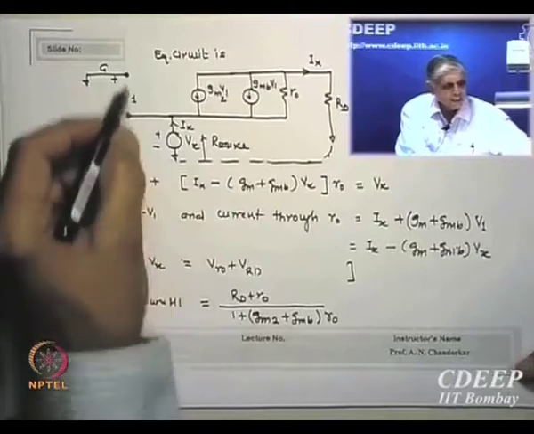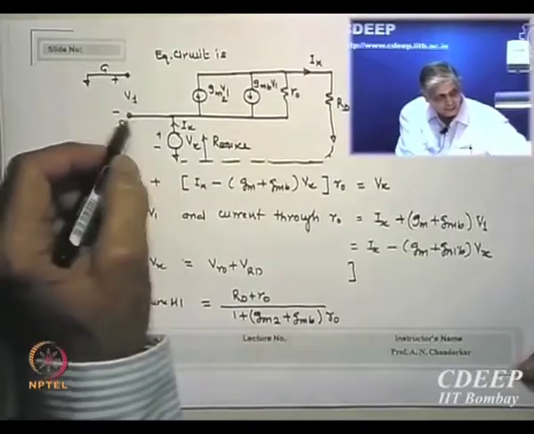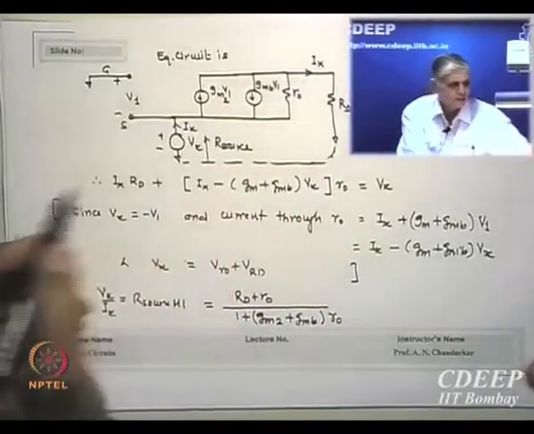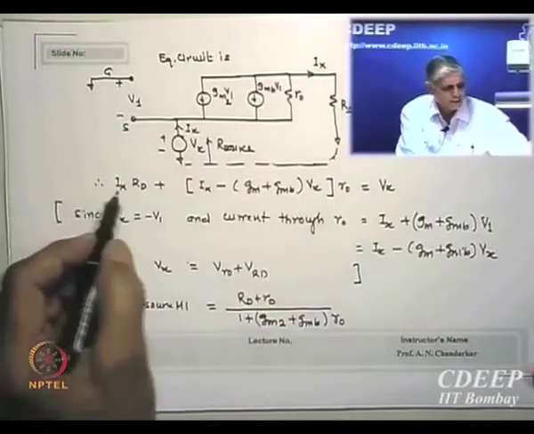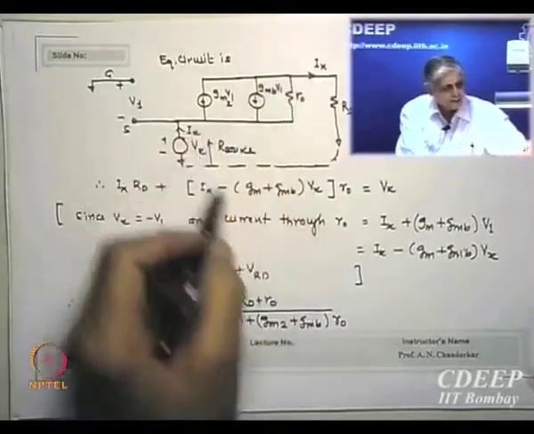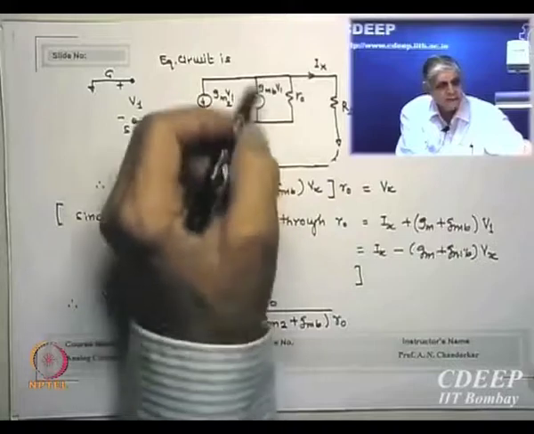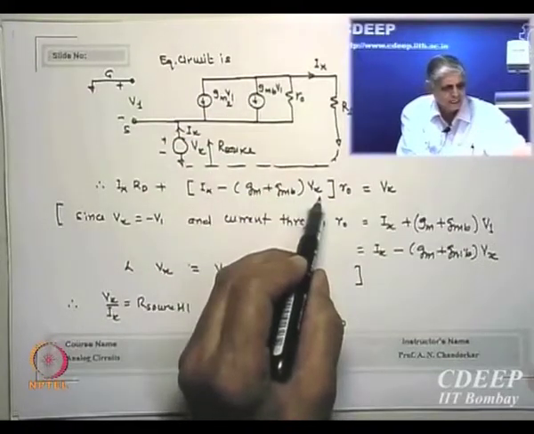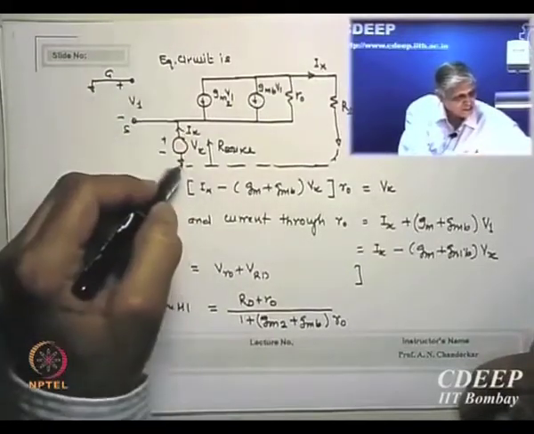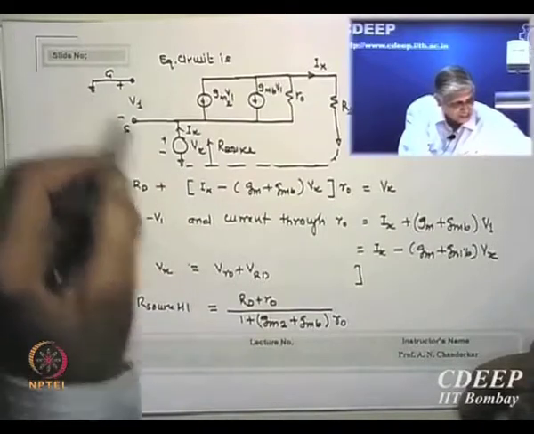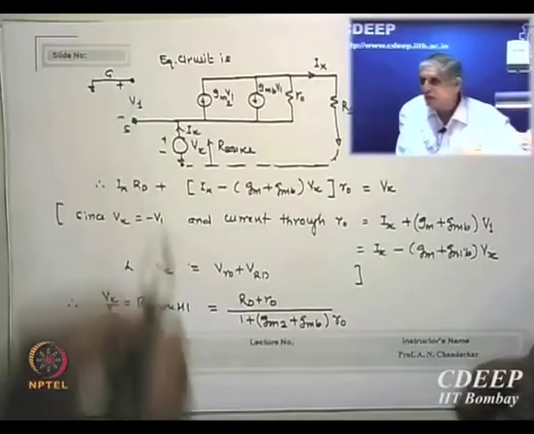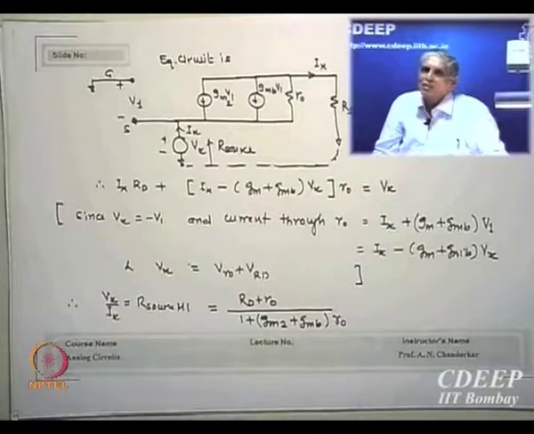Since Ix is moving and this is open circuit, no current can go in this side; the current can only go through this and finally comes out as Ix. So I write the loop equation: Ix RD is this drop, plus Ix minus this current, gm plus gmb times Vx. The only thing you have to understand is that Vx is at this terminal and this other terminal is ground. So between these two terminals, what is the V1 value? Minus Vx. Is that clear?